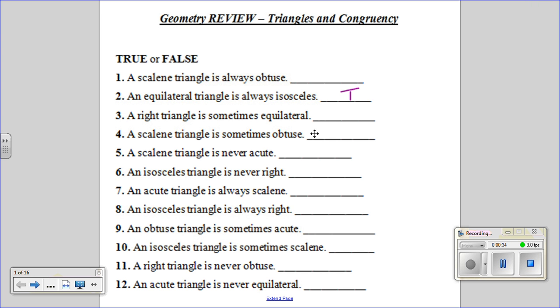Number 4, a scalene triangle is sometimes obtuse. I would say true. Number 6, an isosceles triangle is never right. That is false, because you can have a 45, 45, 90 triangle.